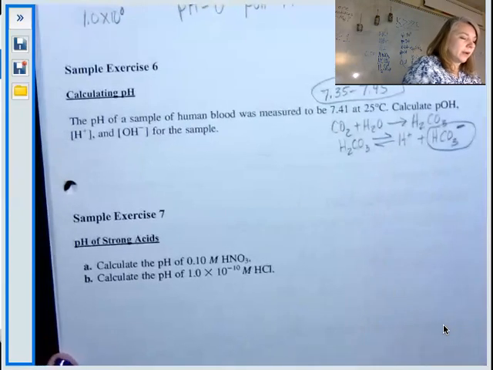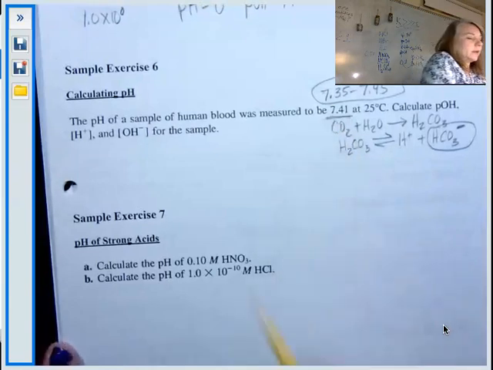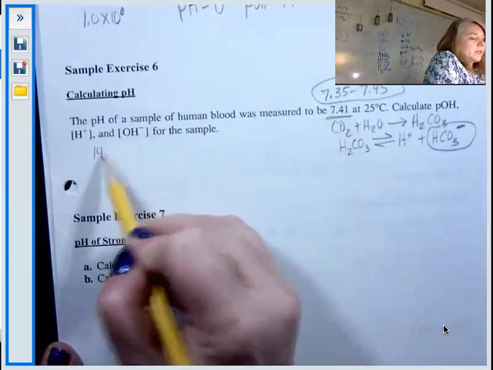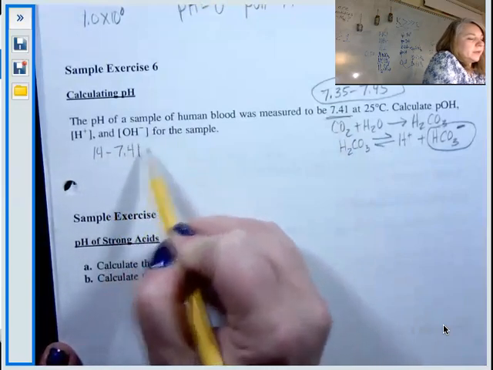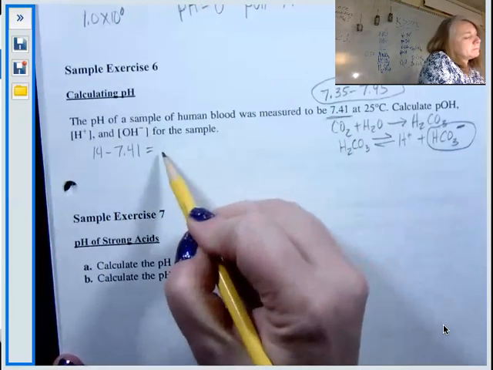All right, so anyway, we've got the pH of blood is 7.41. And so calculating the POH, we're going to take 14 minus 7.41, and that'll give us our POH. And so I'll do that math real quick.